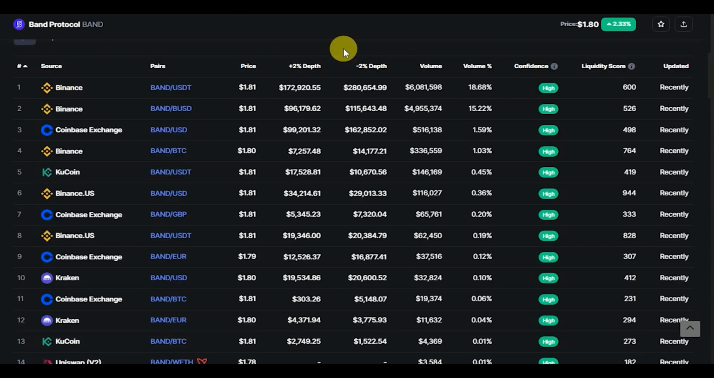So guys, where can we get it? We can get the Band protocol token on Binance, Coinbase, KuCoin, Coinbase Exchange, Kraken, Uniswap.